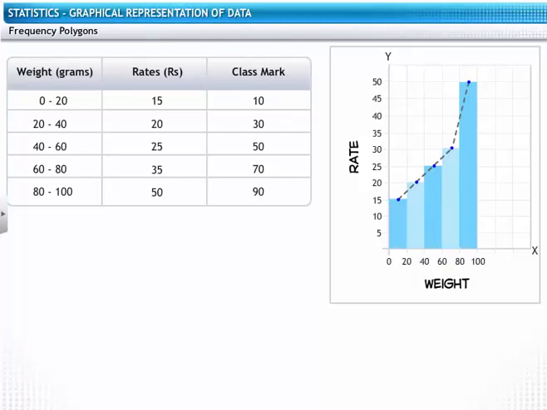Not quite. To complete the frequency polygon, we need to join it to the x-axis. For this, consider an imaginary class interval of -20 to 0 before the first class interval given in the table. Join the midpoint of this class interval, that is, -10 on the x-axis, to the beginning of the frequency polygon. Now, consider class interval of 100 to 120 after the last class interval given in the table. Join the midpoint of this class interval, that is 110 on the x-axis, to the end of the frequency polygon. This completes the required frequency polygon.